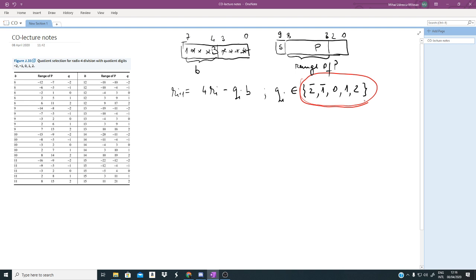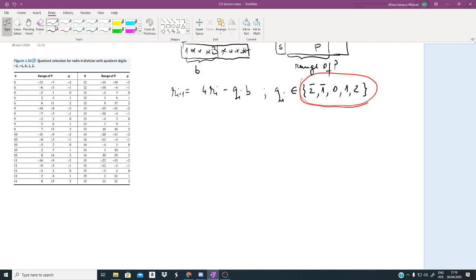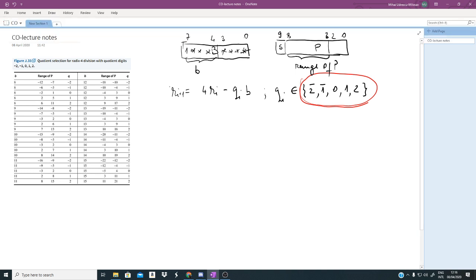This set. So the problem is this: how should we interpret a number that is given as this one? For instance, if our quotient is, I don't know, 2, 1, or 0, like this, barred 2 and 1, right?